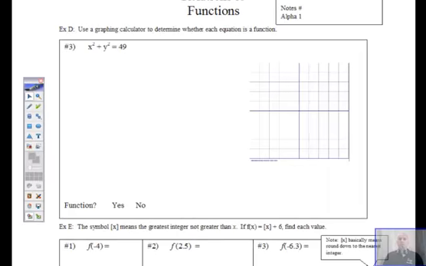Example D, use a graphing calculator to determine whether each equation is a function. You can't put this into your calculator in its current form, and that's because y is not by itself. To get y by itself, you're going to need to subtract x squared from both sides of the equation. To get y by itself, then, you square root both sides. When you do any kind of even root to both sides of an equation, the answer is going to be plus or minus. There's a positive version and a negative version of the answer.